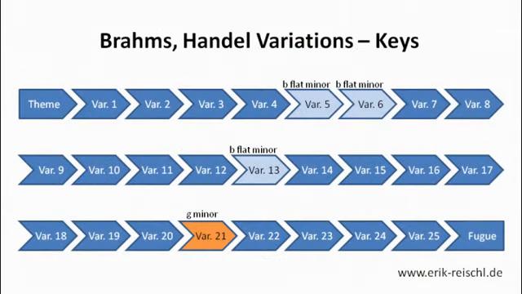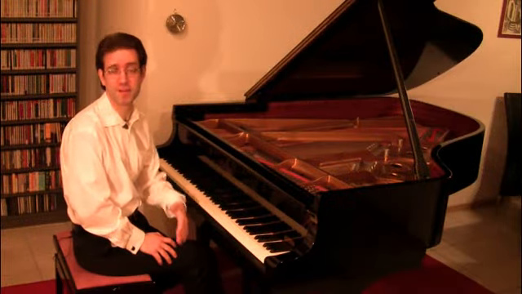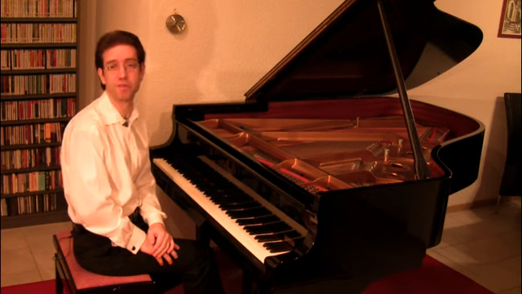If we now look at the overall structure of the variation cycle concerning keys, you will find several variations in minor, but all others are in B flat minor, except this variation number 21 in G minor. For the rest of this variation, let me point out just a few details.